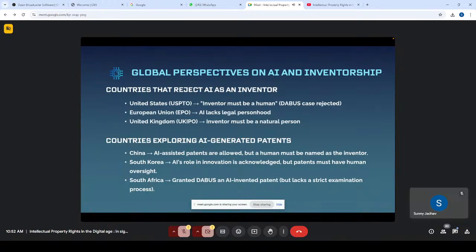But countries exploring AI-generated patents include China. China is allowing AI-assisted patents, but a human must be named as the inventor. So if you have taken help from AI, it is fine, you can recognize that, but again, the inventor has to be human. In South Korea, AI's role in innovation is acknowledged, but patents must have human oversight. South Africa granted a patent listing an AI inventor, but lacks the strict examination process that we discussed.